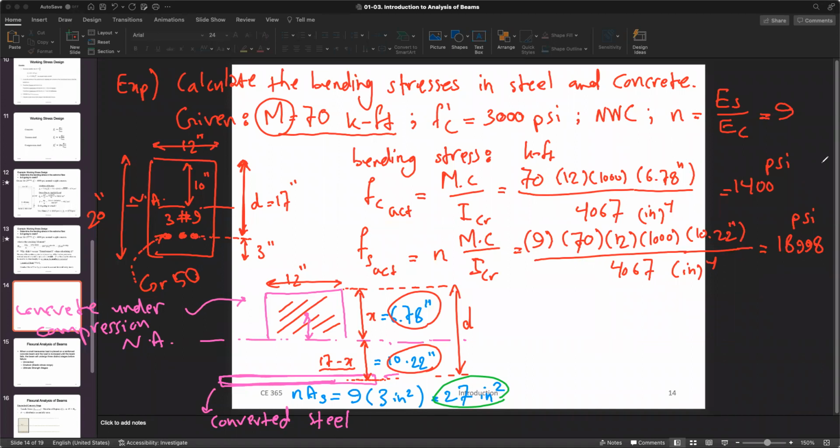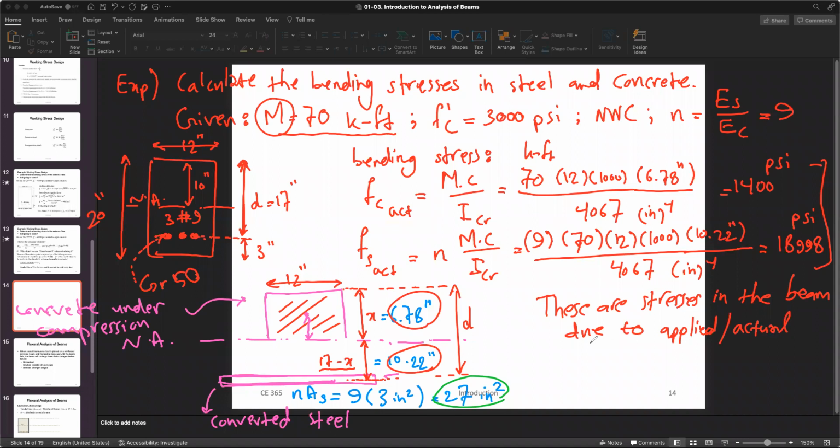So these are stresses in the beam due to the applied/actual moment of 70 kip-foot. All right. Now, so these are the actual stresses.